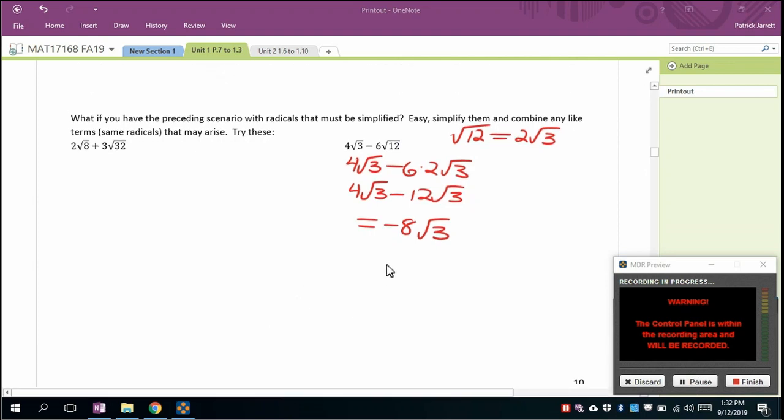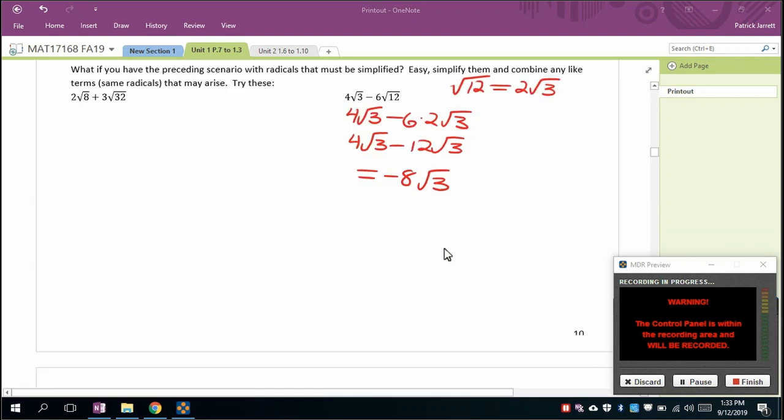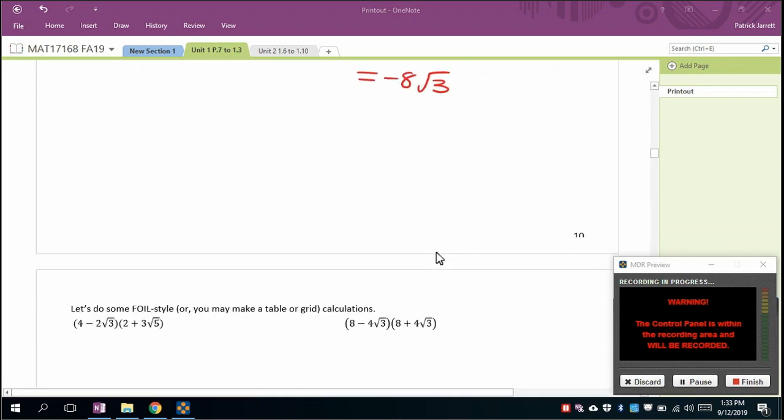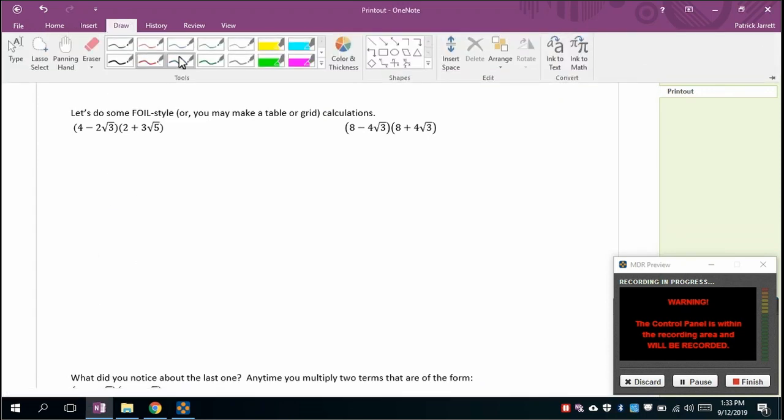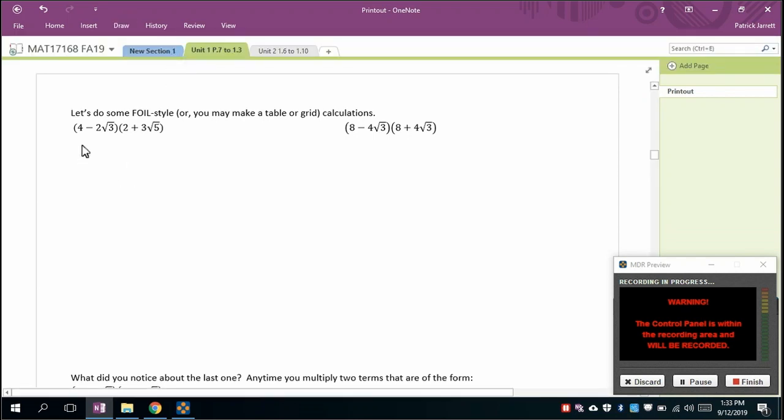So what's interesting is, yeah, you can verify the decimal equivalence on the Texas Instruments calculator. Now, the nice thing is I used Casio before, and they'll actually simplify radicals for you. Yours won't, you have to work. So what's going to happen here is we do some FOIL style calculations. I'm actually going to go ahead and do this one. Now, we've already talked about this kind of earlier.